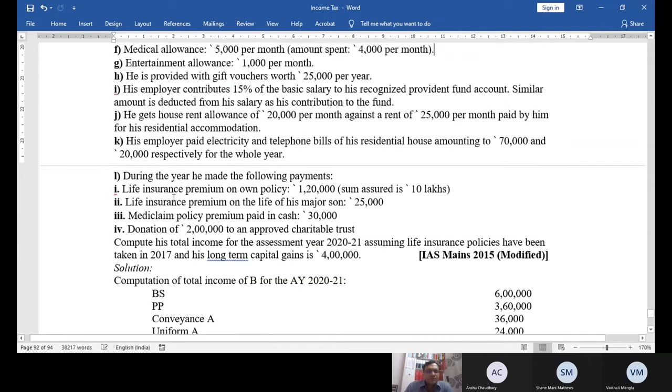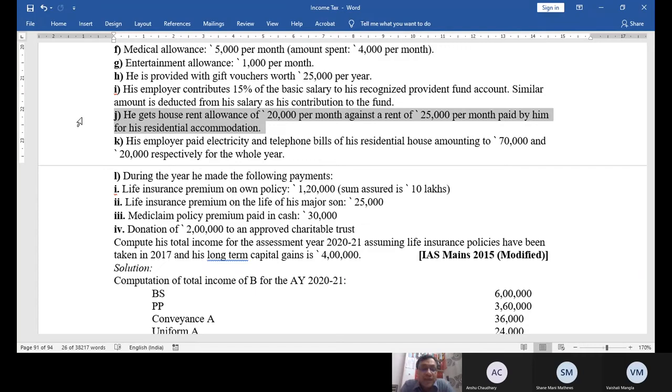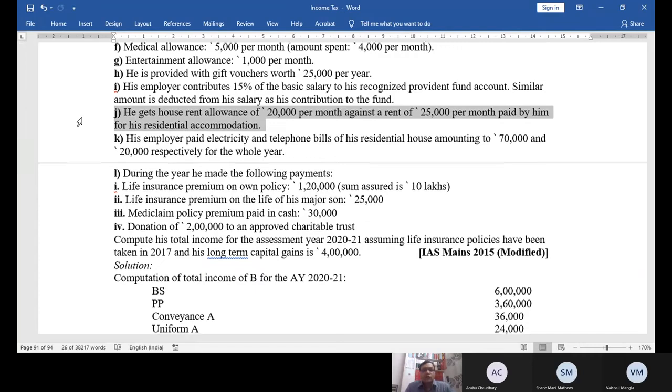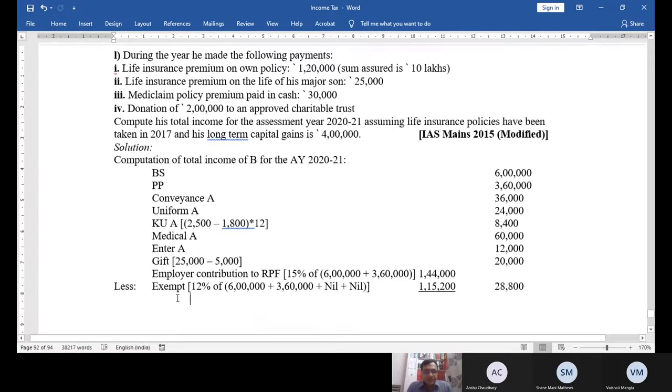Then what? He gets house rent allowance of 20,000 per month against a rent of 25,000 per month paid by him for his residential accommodation. Now you have to compute the HRA exemption. So how will you compute it? This is like assessment of an individual, a combination of all chapters. HRA received is how much? 20,000 into 12, which is 2,40,000.